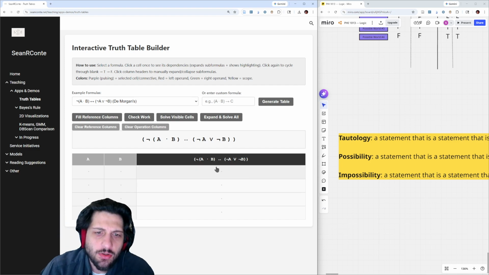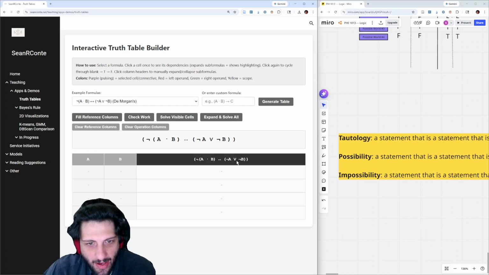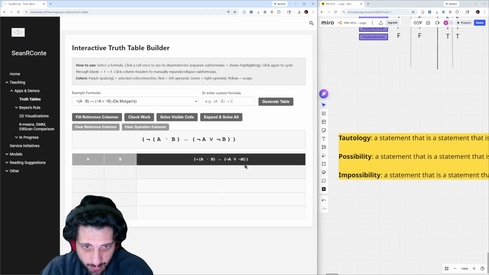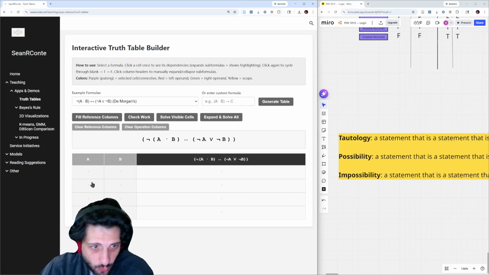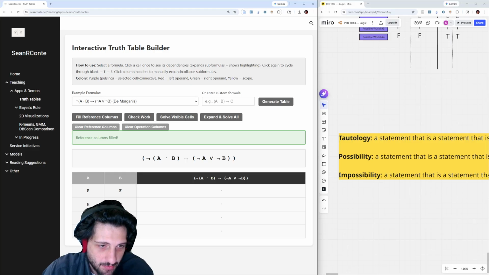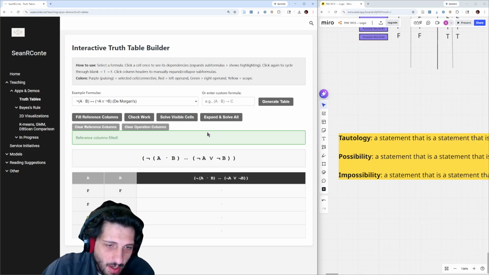The truth value of this big, complicated, ugly statement depends on the truth value of A and B. And there are 4 possible combinations of truth values of A and B. So let's fill those in real quick. We have both of them being false. We have both of them being true. We have one false, one true, one true, one false.